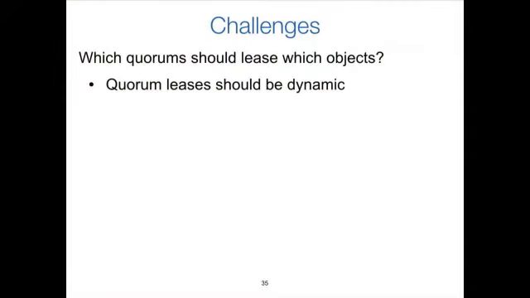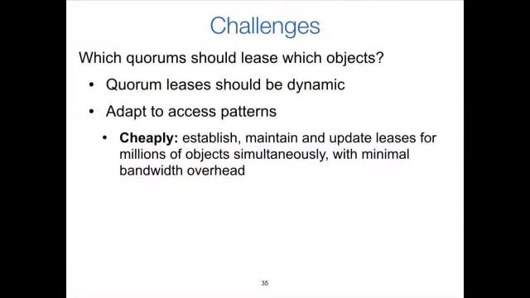So the obvious question is which quorums should hold the lease to each object, and it becomes quickly apparent that quorum leases should be dynamic. Before quorum leases, we had single leader lease, and every replica has a lease. All replicas have the lease, which means that it's very easy to decide who holds the lease, right? It's either the leader or everyone. But now we have to adapt to access patterns. We have to give the lease to those objects that need it more, right? To those replicas that read those particular objects more.